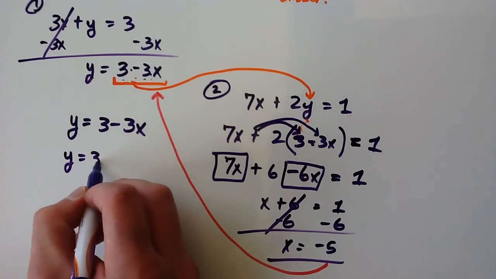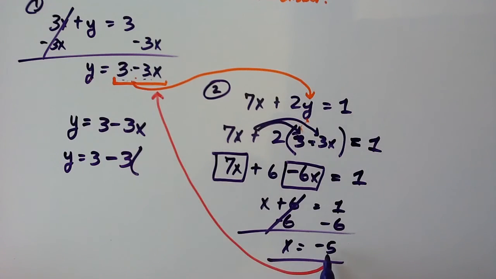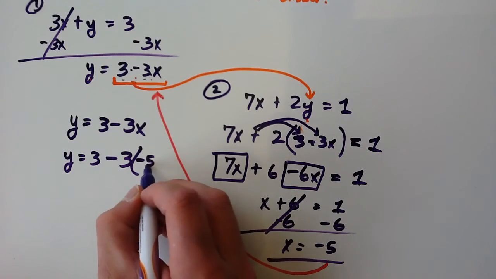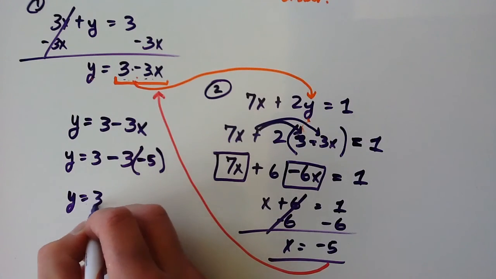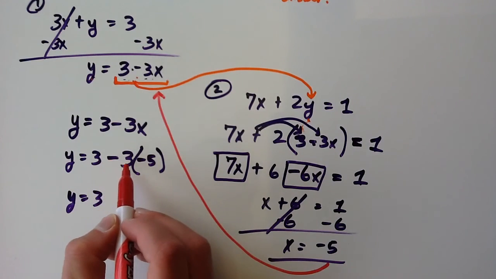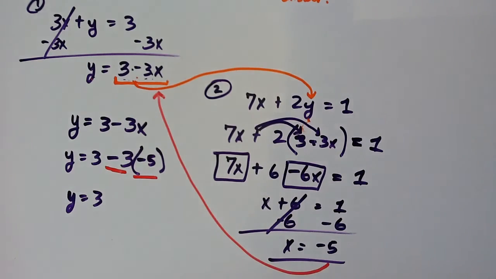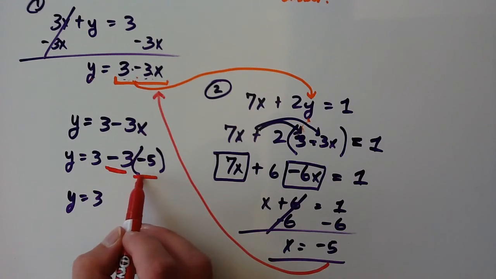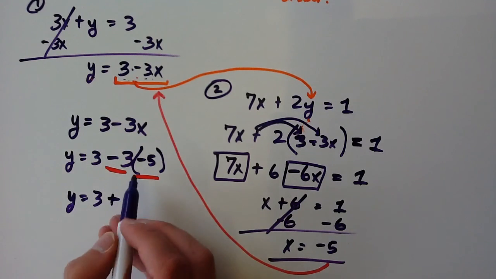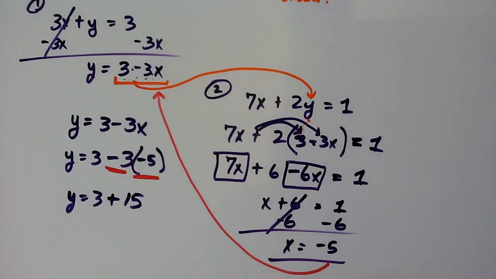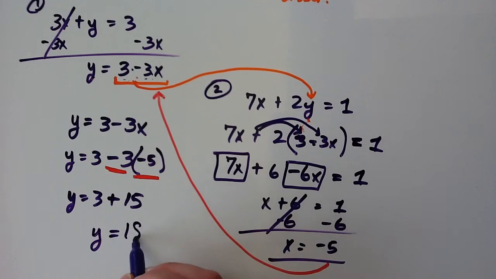So y equals 3 minus 3x, or 3 times x. And what is x? x is -5. So I have y equals 3, and now what is this? This is -3 next to a -5 in parentheses, which of course is multiplication. So I have -3 times -5. We know negative times negative is a positive, so this is 3 plus 3 times 5, which is 15. So y is equal to 3 plus 15, and we know 3 plus 15 is 18.